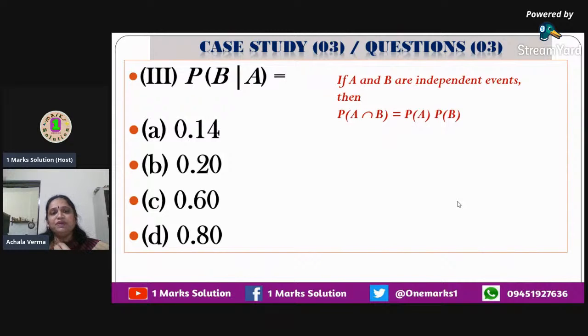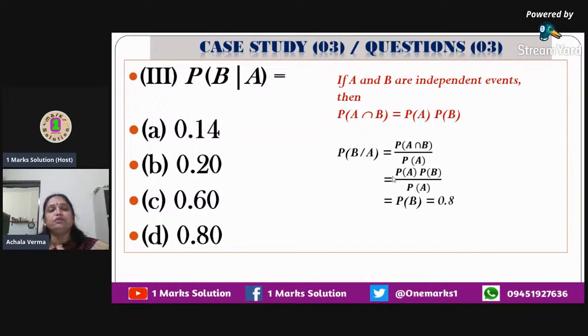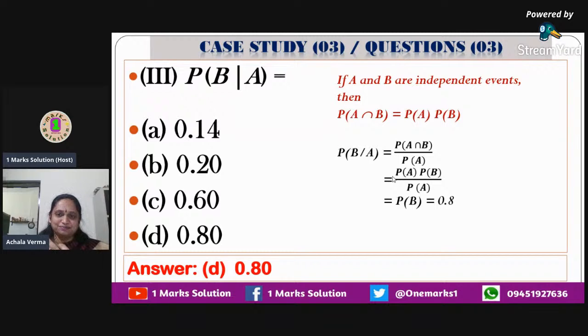Find out probability of B when A has already occurred. So now we are combining the conditional probability along with this. It's a very simple question, not at all difficult. If you know A and B are independent events, you know P of A intersection B is probability of A into probability of B. And you know probability of B by A using conditional probability is equal to probability of A intersection B upon probability of A. You simply apply this concept here and you get it equal to probability of B, which is 0.8, and hence option D is the right answer.